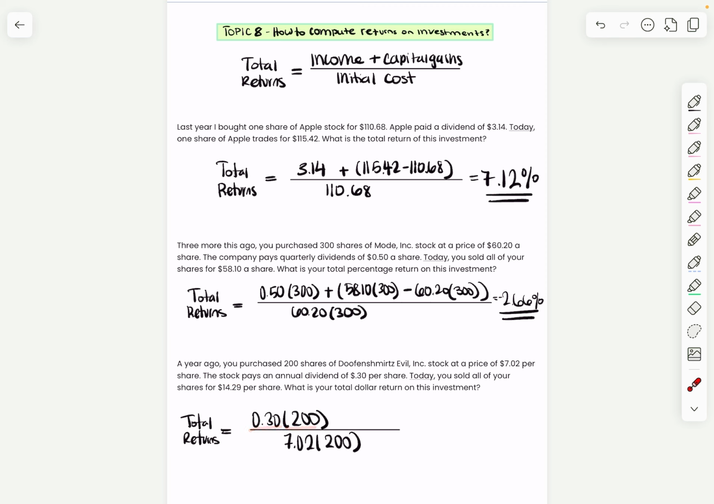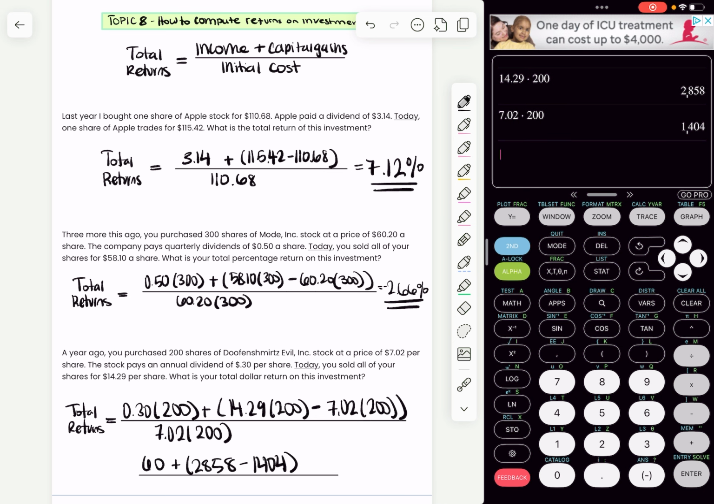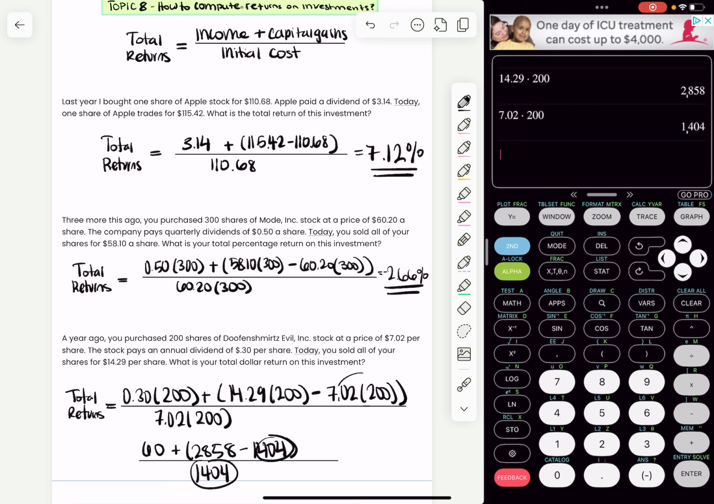So 30 cents for 200 shares, and then plus your capital gains, which is really new minus old. How much is it trading for now minus how much was it trading for when you bought it. Today you sold all of your stocks for $14.29, so that's how much it's trading now, and it was 200 of them, minus how much it was trading when you bought it, which is always the same: $7.02 for 200 of them. So 30 cents times 200 is equal to 60, plus 2,858 minus 1,404, all over 1,404. These numbers are always the same. This quantity is equal to that, and then plus 60 becomes this, divided by 1,404.